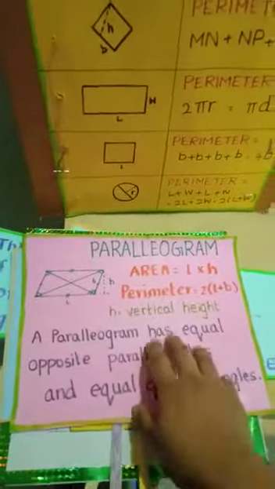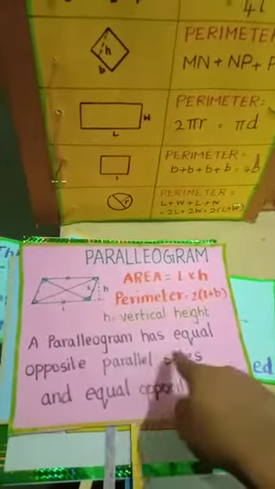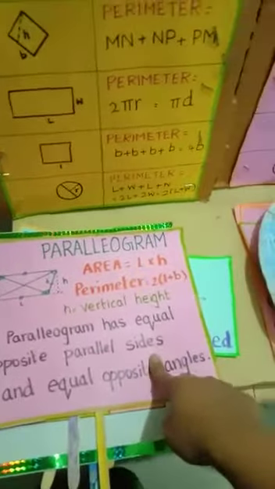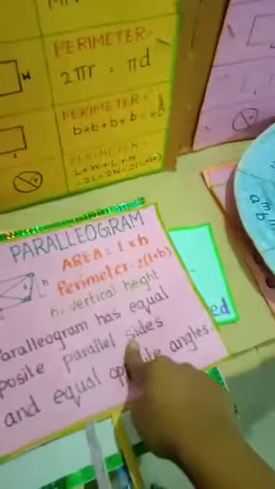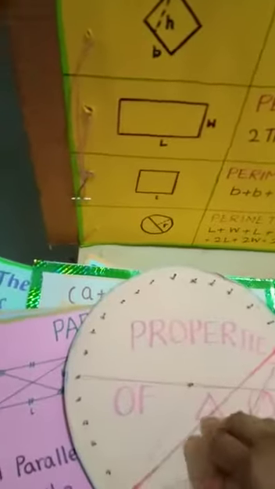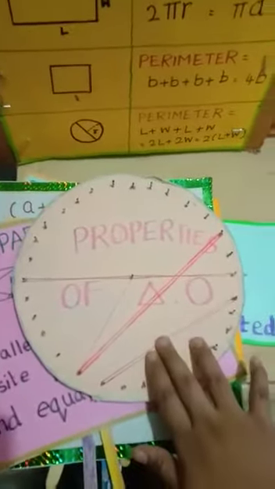I have prepared 2 lesson plans, one for coordinate geometry and another for area of parallelogram and area of rhombus. And I will show you this circle geoboard. With this circle geoboard we can explain the properties of circle, and the properties of triangle also we can explain. I will explain in another video.